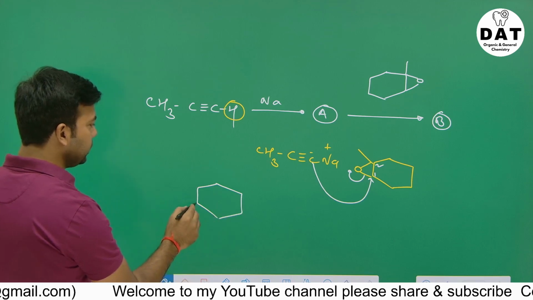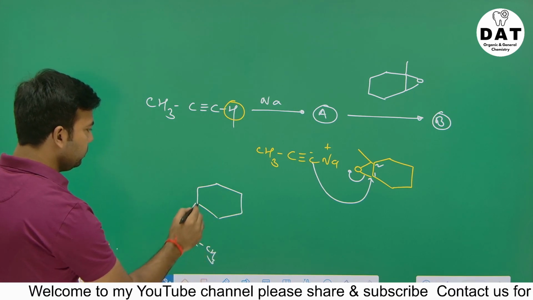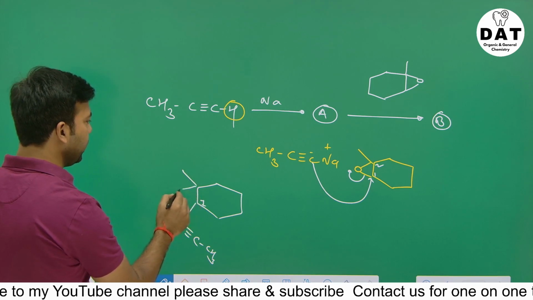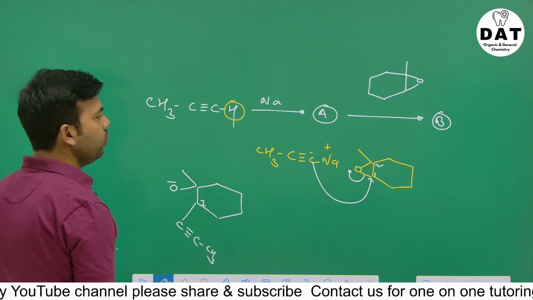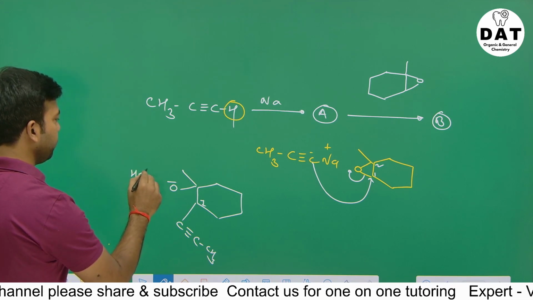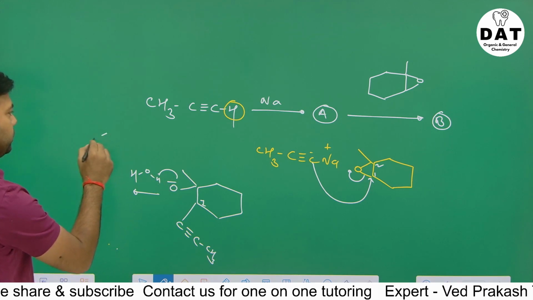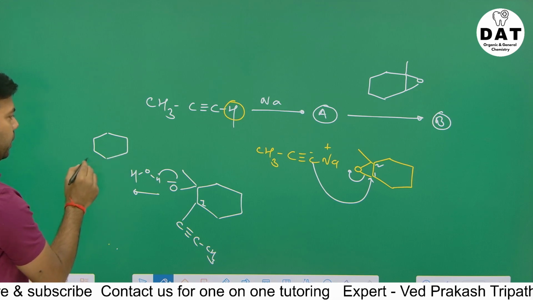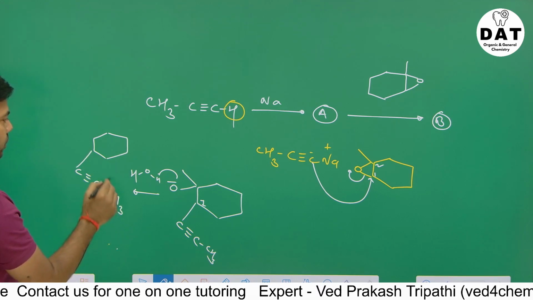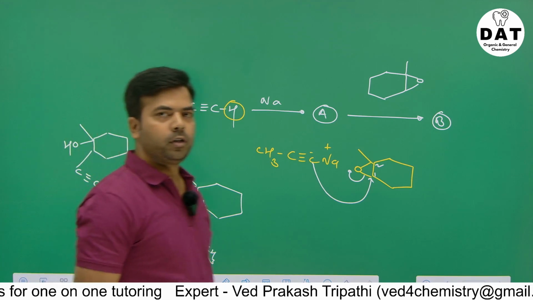So as a result of it, look at here. One has this C triple bond C-CH3. Number 2 has methyl as well as O negative, and the O negative will protonate from water. So we have alcohol here like this. Clear?